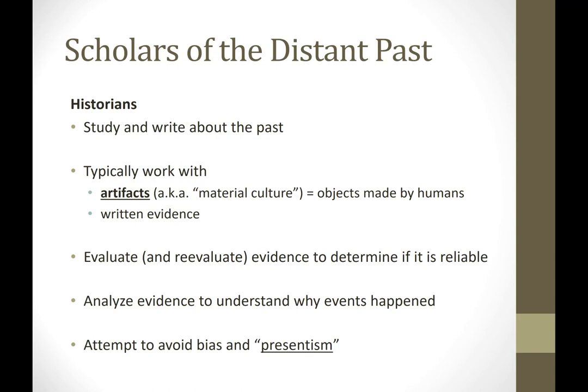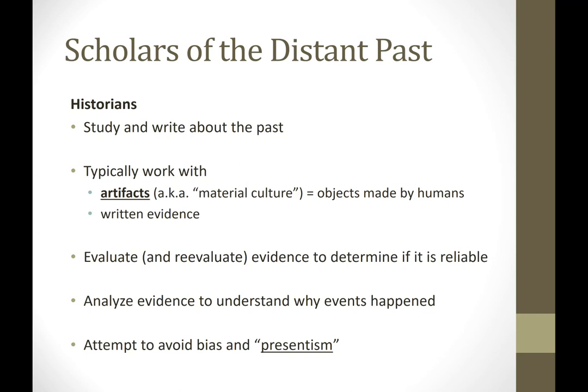Now, people who are historians generally are going to work with one of two different types of sources. This is where we get the vast majority of our information, specifically about the ancient world. The first thing that historians typically work with are what are called artifacts.